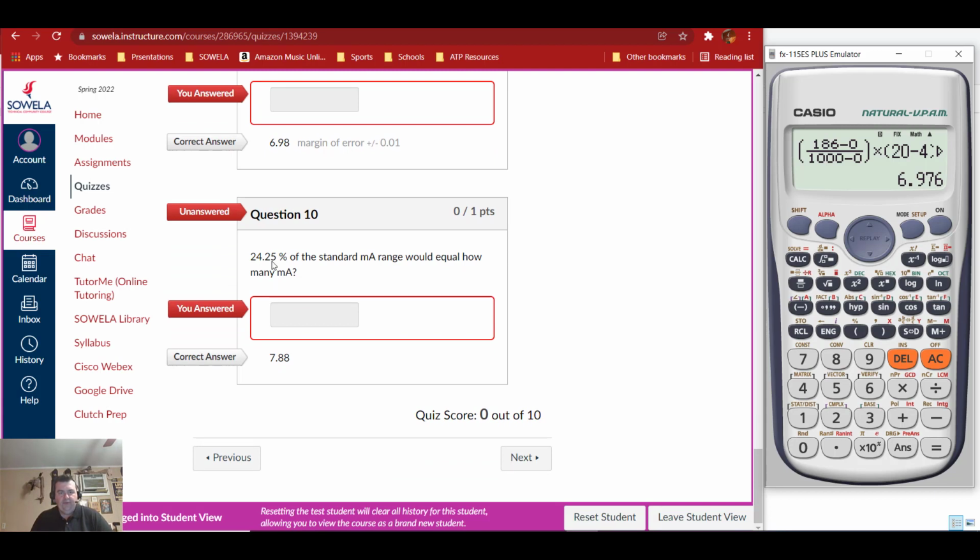And finally, number 10, 25% of the standard milliamp range would equal how many milliamps? So now we can use formula number 1, and to put this percentage in, we'll go 0.2425 times open, and looking for the milliamp range, so it's 20 minus 4 plus 4. 7.88 milliamps.